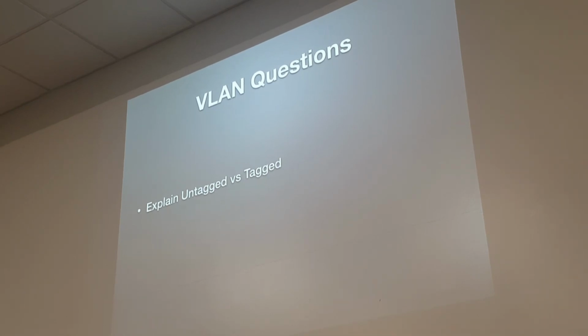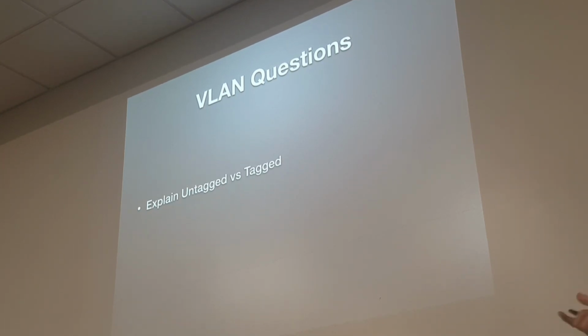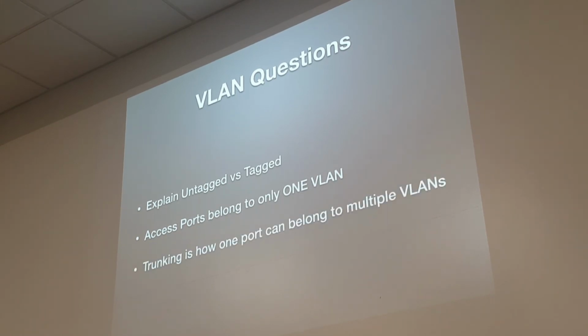Untagging means that the computer that plugs in doesn't know anything about VLANs and he's not going to be configured for VLANs. The switch port adds that when the traffic comes in and takes off the VLAN when he sends it back to the end user. Access ports are the same thing as an untagged port. They're only in one network. They don't know anything about VLANs. And trunking is how more than one port could belong to multiple VLANs via VLAN tags.